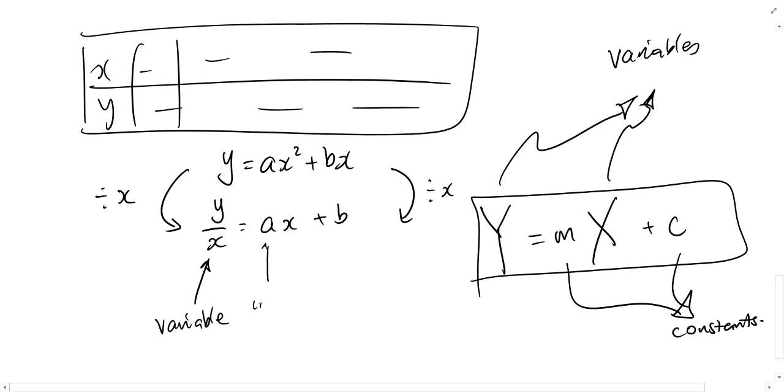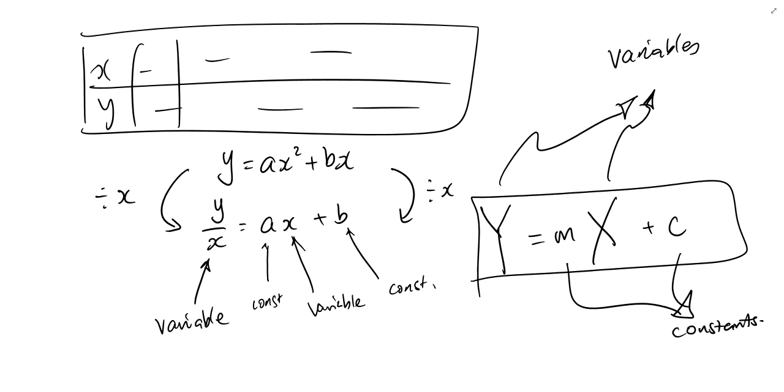This is a constant. This is a variable. And this is a constant. Okay? Y over x is a constant. XY is a constant. X squared is a constant. As long as it's made out of x and y, without any other constants, it is a variable.